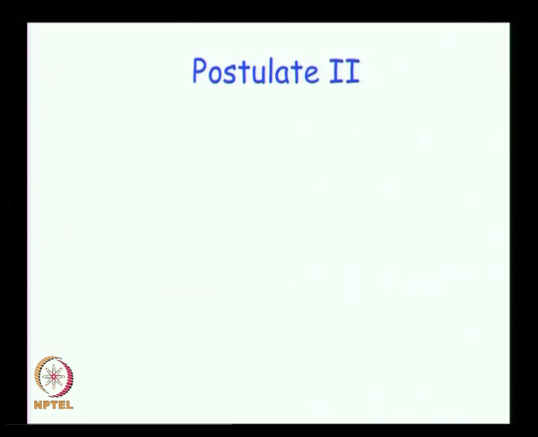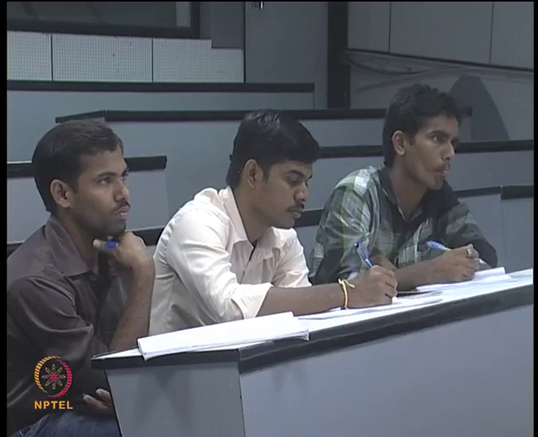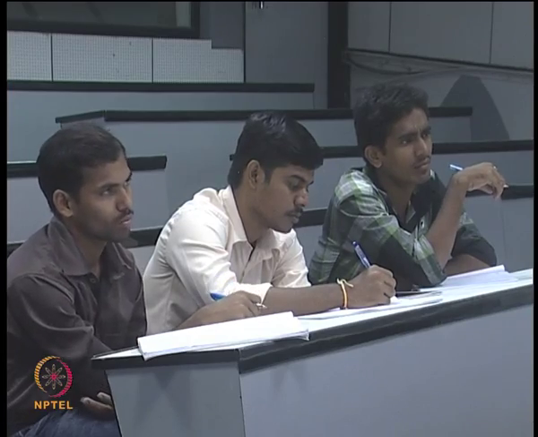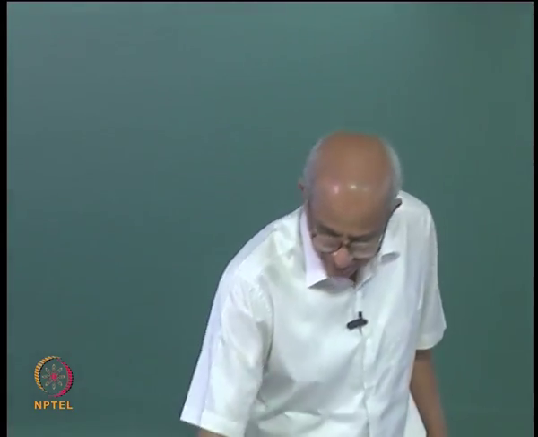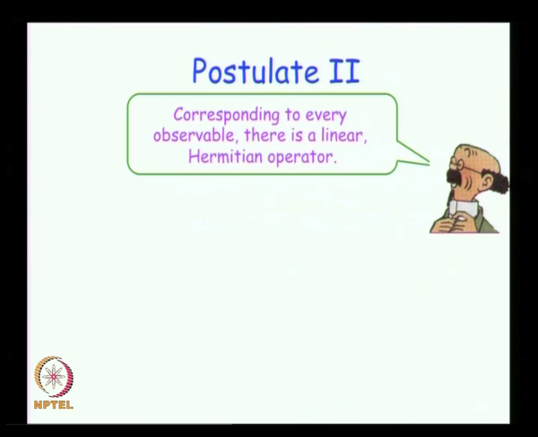So, now we come to the second postulate. The second postulate is concerned with observables, because after all, in a lab, we make observations. If I make a measurement on a quantum system, what would be the result? That is the matter of postulates 2 and 3. Let me introduce the second postulate, which says that for any observable, there corresponds in quantum mechanics a linear Hermitian operator.